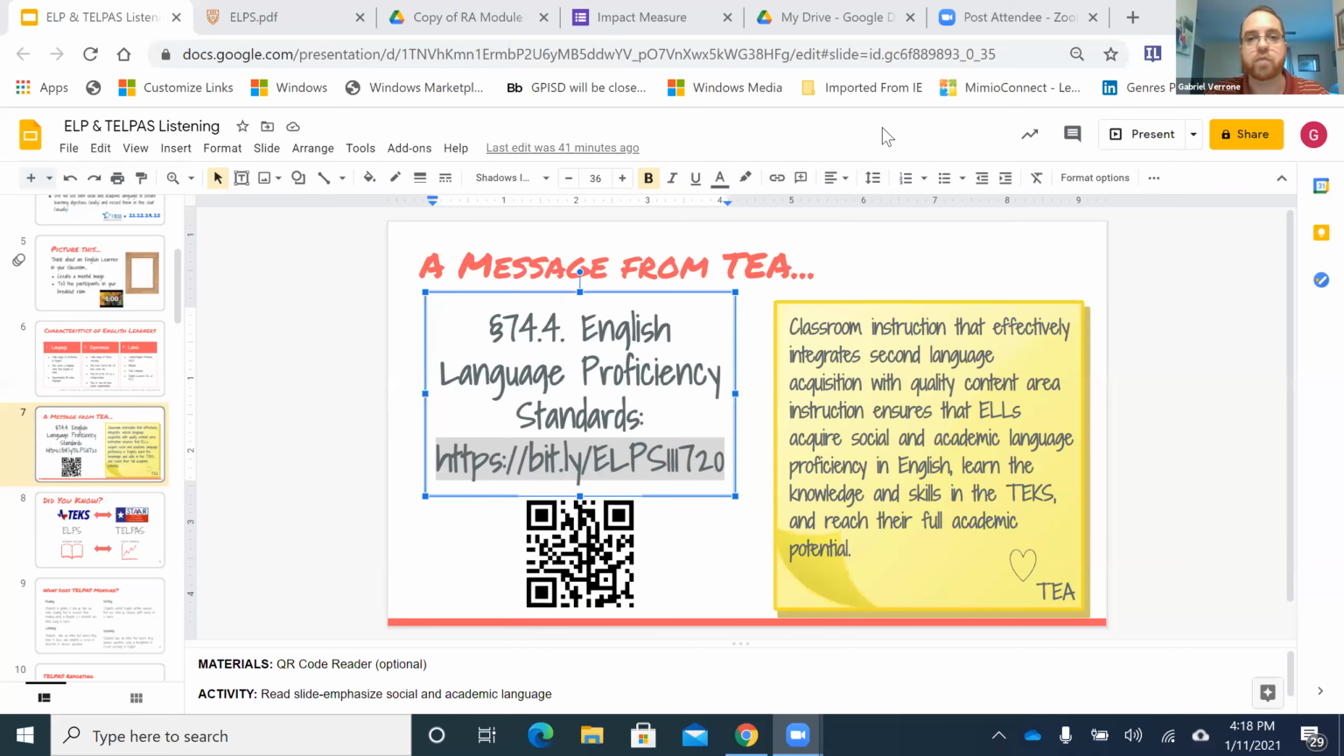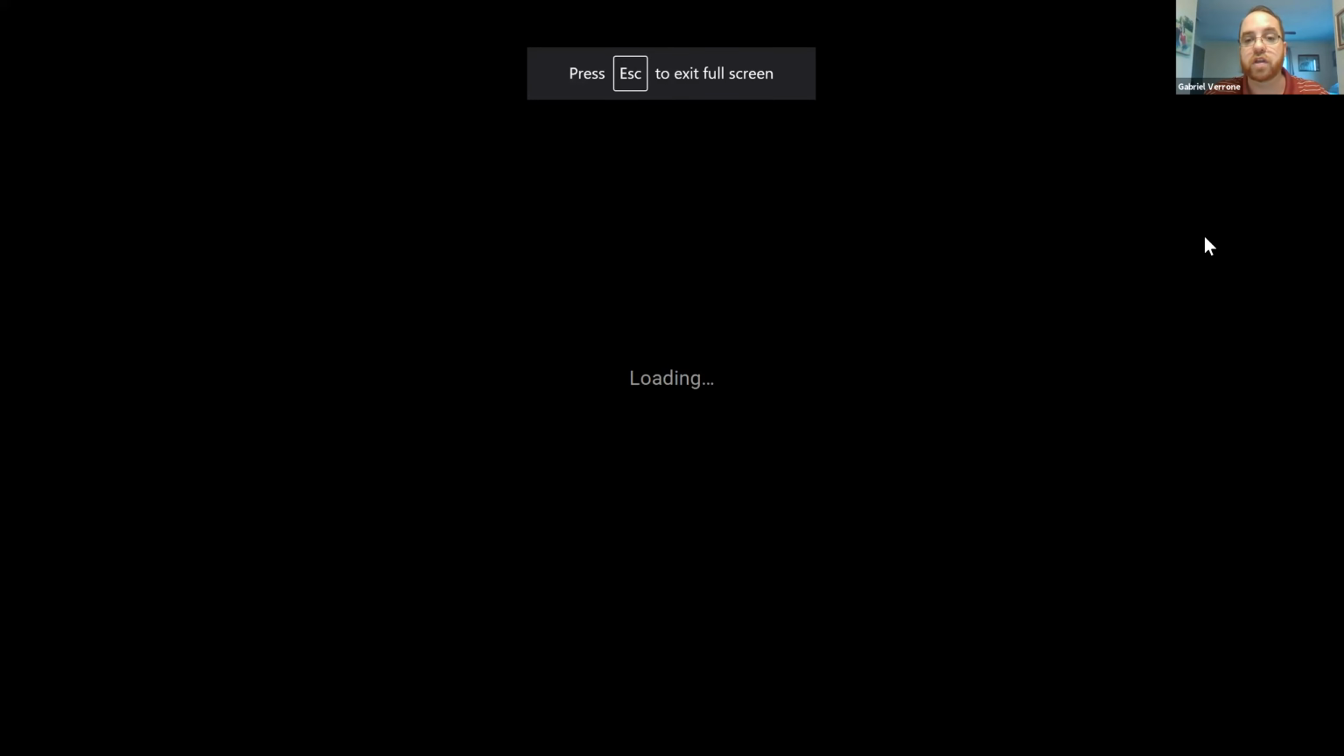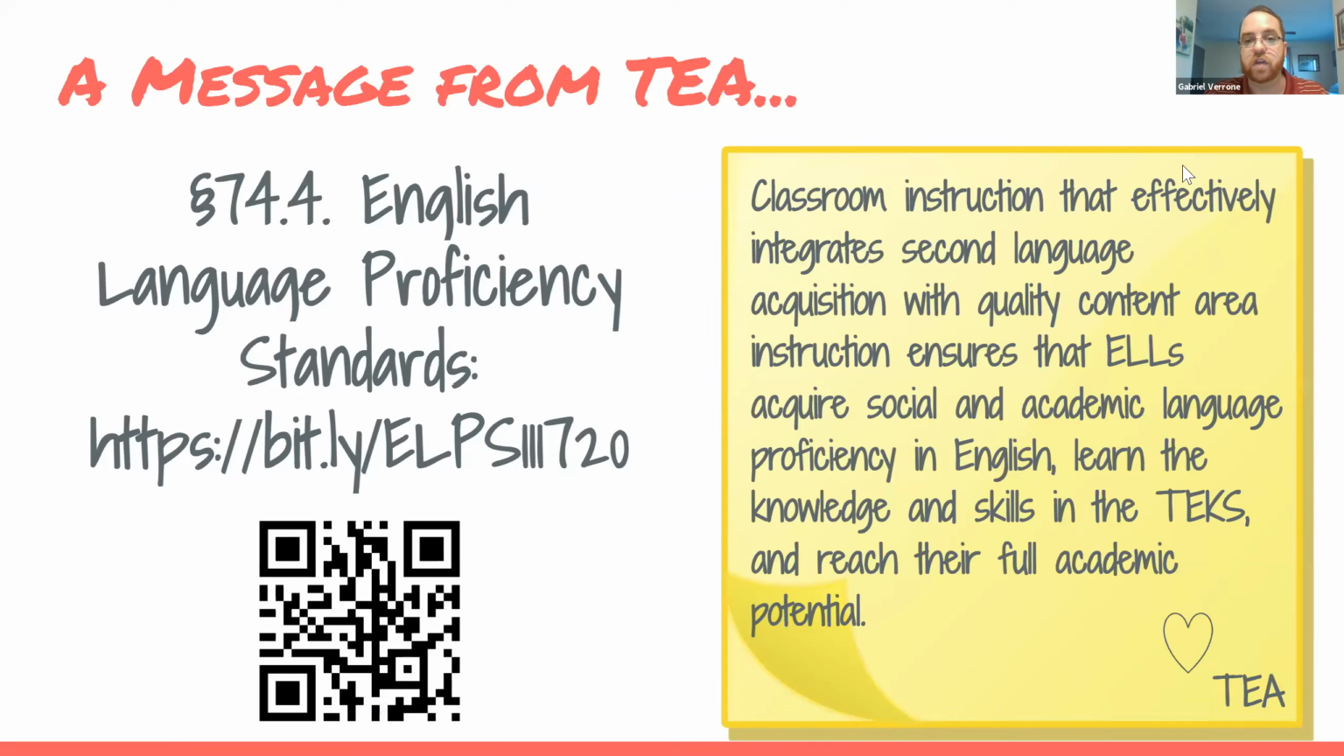Now I'm just going to read this. I don't usually read my slides verbatim, but I think this is a really important word. I know we like to give TEA a hard time for their many deficiencies, but the ELPS really are very useful and very well put together. It says: classroom instruction that effectively integrates second language acquisition with quality content area instruction ensures, and this is obviously from an older version because it says ELLs, that ELLs acquire social and academic language proficiency in English, learn the knowledge and skills in the TEKS, and reach their full academic potential.